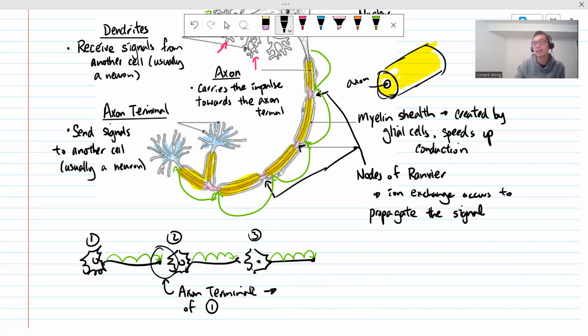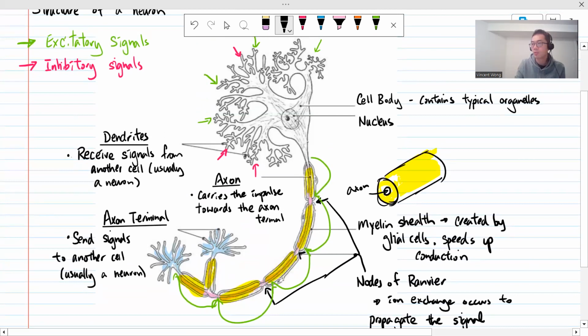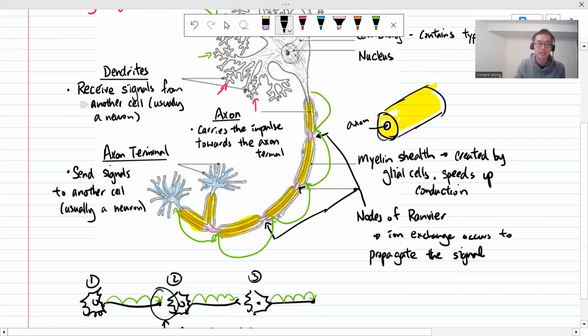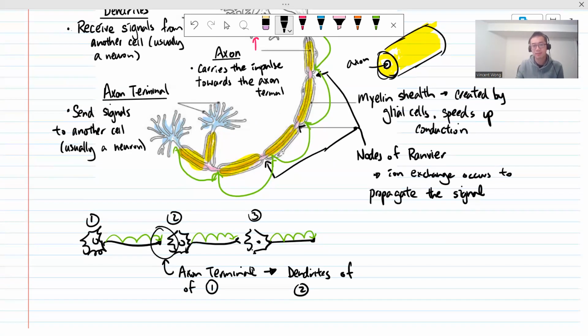Number 2, right? Yes, what of number 2 though? Which part of number 2? The nodes of Ranvier. Okay, good try. Cell body. What's that again, Mohammed? Cell body. Okay, also a good try. Let's take a look here. Which part receives the signal, guys? The dendrites. Dendrites? Yes. Okay, so this is going to go to the dendrites of 2, right? Do you understand?